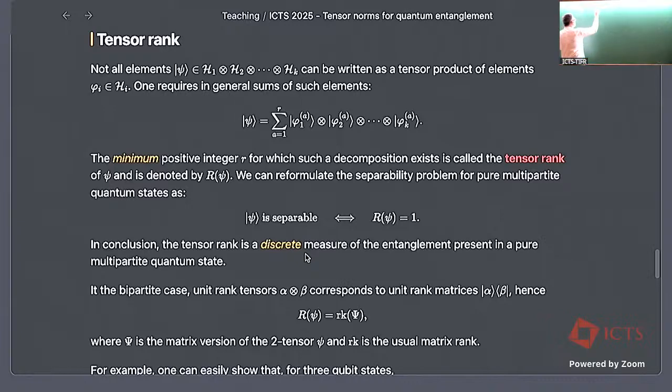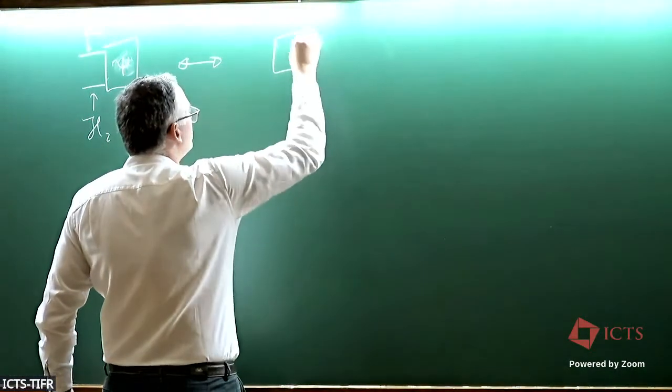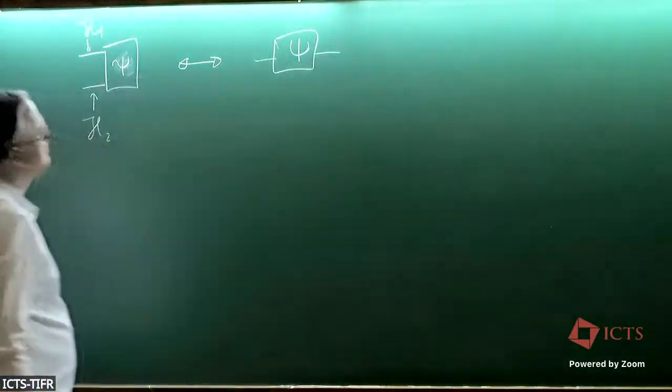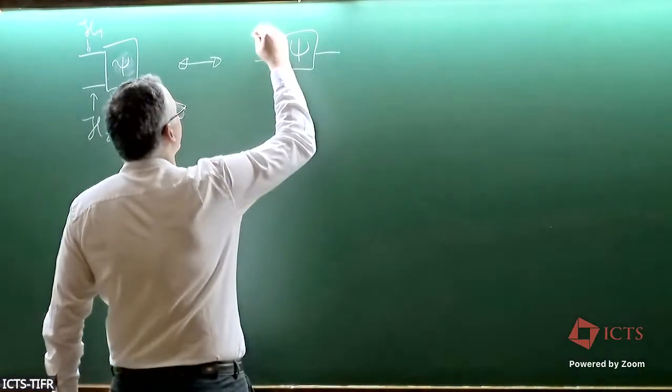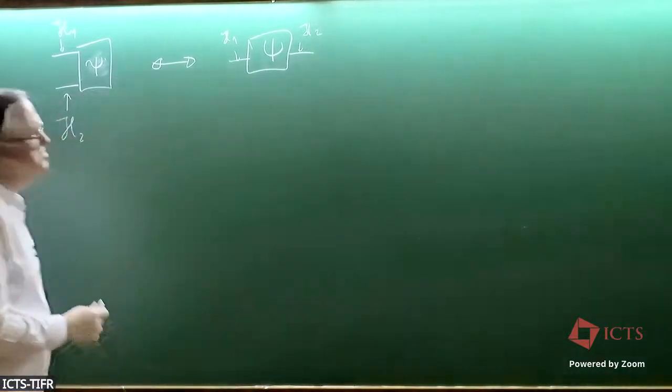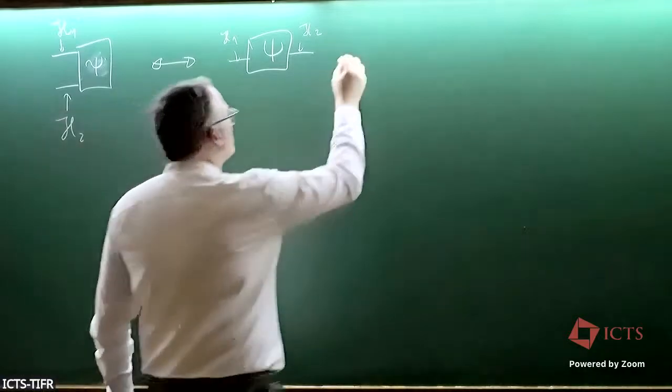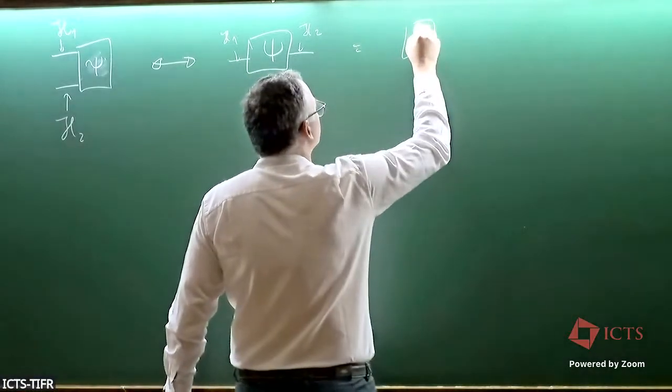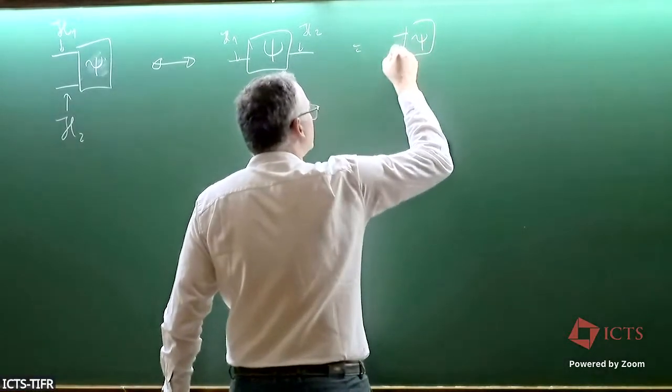So whenever I have such a psi, I associate, and it's a one-to-one correspondence, a matrix, capital Psi, which is the same thing, meaning that this object here is just a vector psi, and I do this.